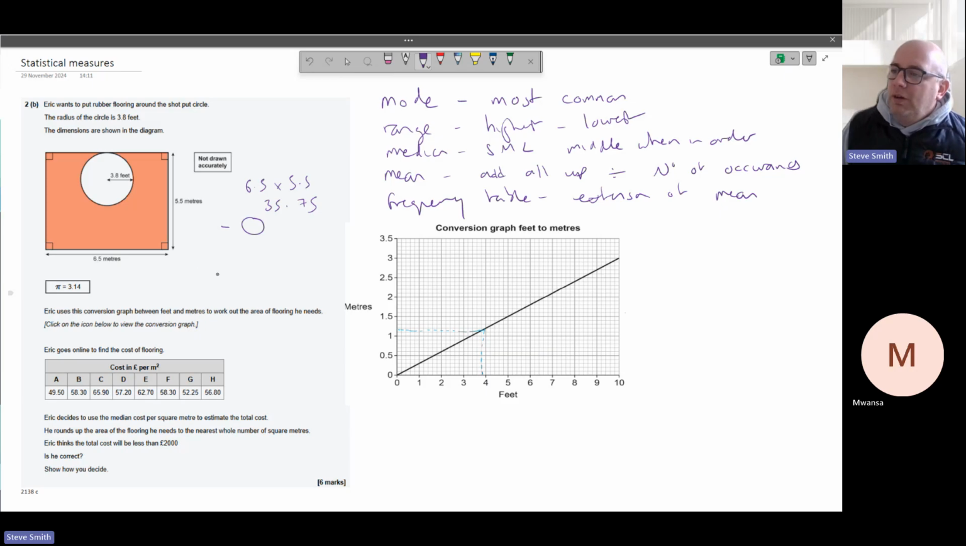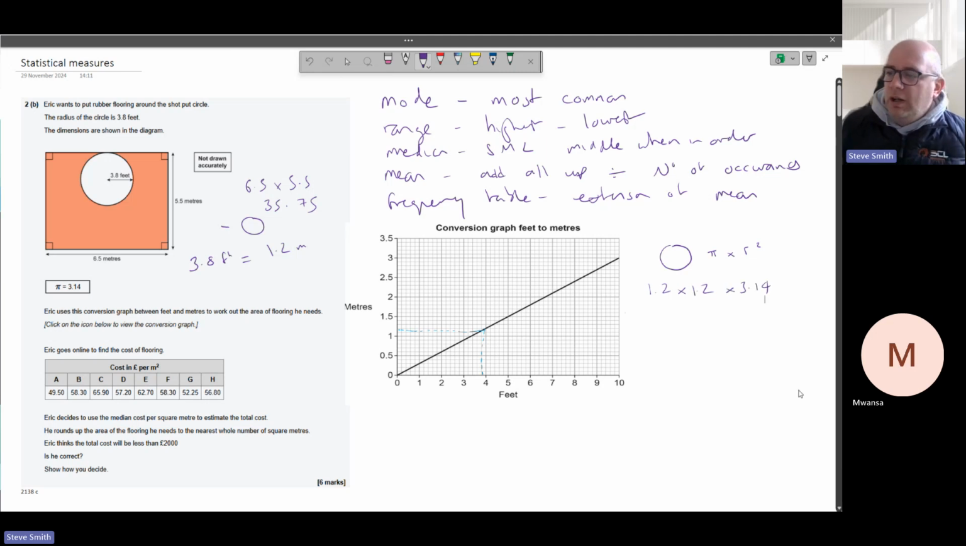So we're going to say that 3.8 feet is 1.2 meters. And once we've got the measurement changed to meters, we can work out the area of a circle. The area of a circle is calculated by pi times radius squared. We've now got the radius, it's 1.2. So we've got 1.2 times 1.2 times 3.14.